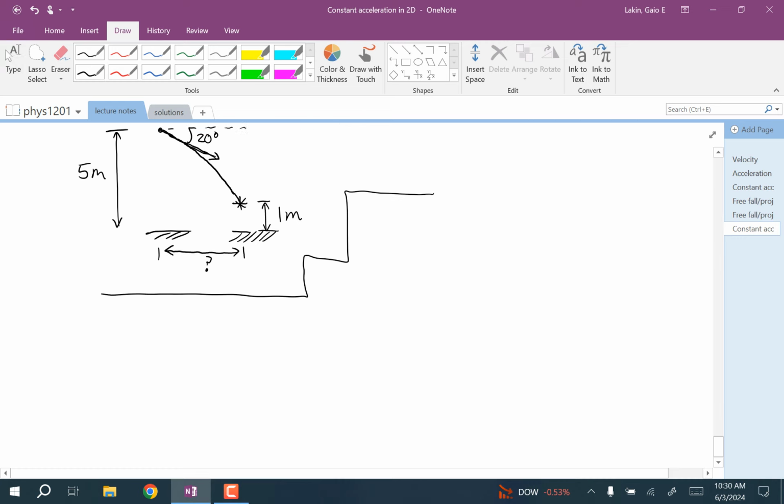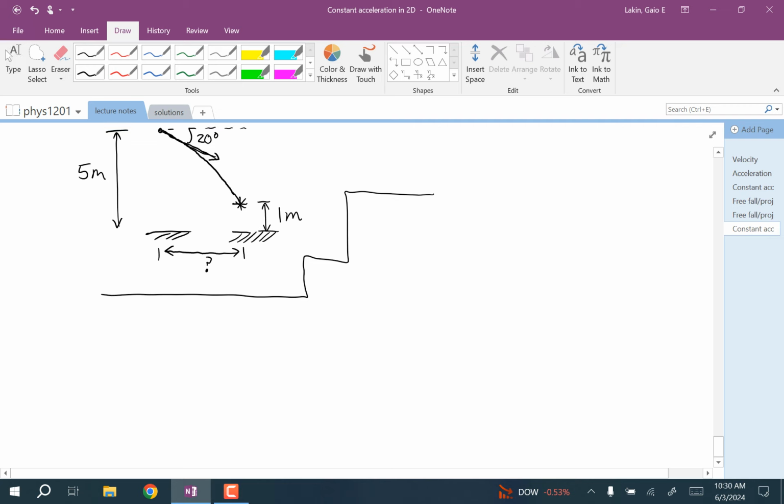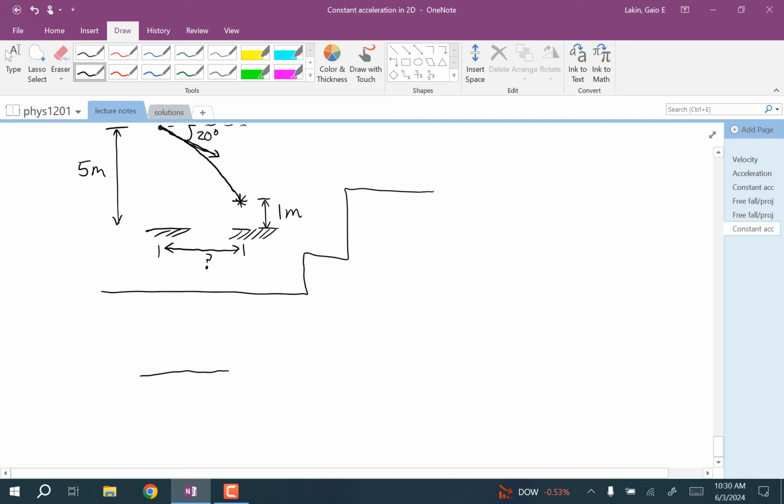Well, like always, I'm just going to start by using the magnitude and direction information for the starting velocity to come up with components. Here's our coordinate system. This has a magnitude of 10. This angle is 20 degrees. And so this would be the easiest right triangle to use.